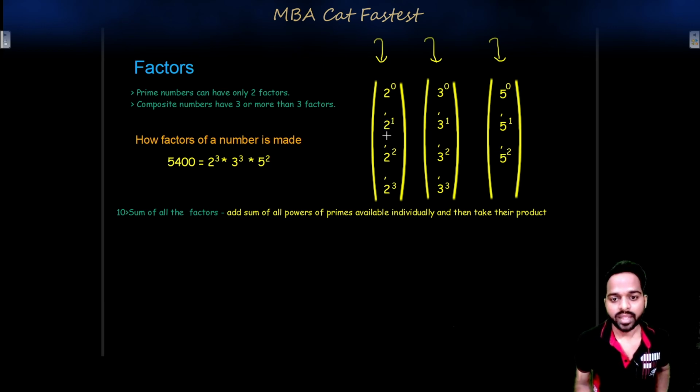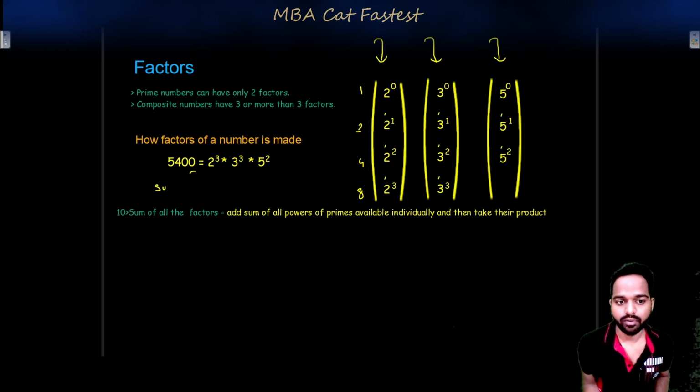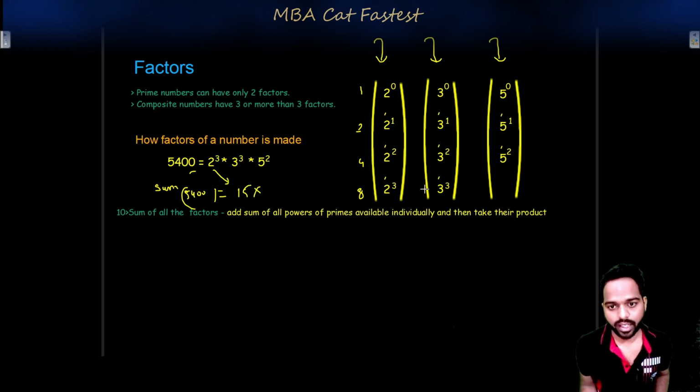For example, here for 5400, which is the number, the power of 2 is available till 2 cube, right? So you take the sum of all the powers of 2 till 2 cube, which will be equal to 8 plus 4 plus 2 plus 1. If you sum up all these values, since we are calculating the sum for 5400, the sum of powers of 2 becomes 12 plus 3, 15. Similarly, it goes for 3 as well. This becomes 27, this becomes 9, this becomes 3, and this will become 1.